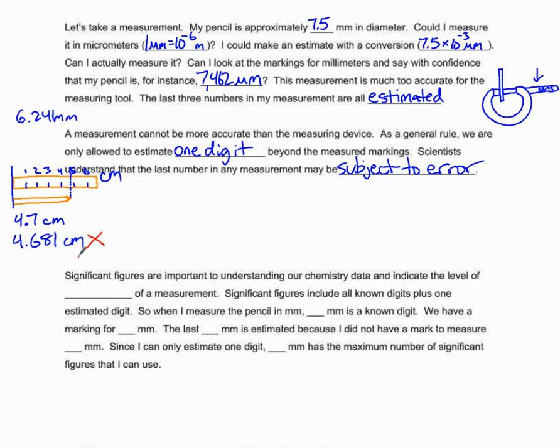So X. This one was too accurate for the measurement tool. You would say 4.6 maybe. 4.7 is probably a good estimate. 4.8 would be reasonable as well. So 4.7, yes. 4.681 is not a good measurement.